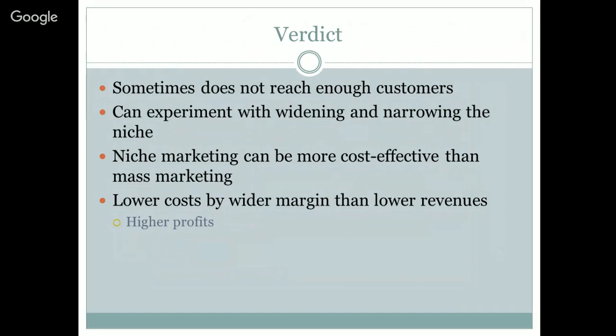However, once you get to know your market, niche marketing is much more cost effective than mass marketing because the significantly lower cost of niche marketing can be lower by a wider margin than how much lower your revenues would be. Because remember, revenues are going to be lower with niche marketing compared to mass marketing no matter what. But the cost could be lower by a wider margin than the revenues are lower, meaning higher profits, which is what it's all about when it comes to making enough money to be able to stay in business.